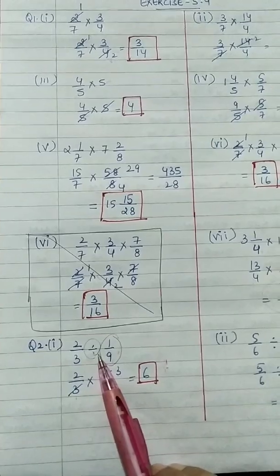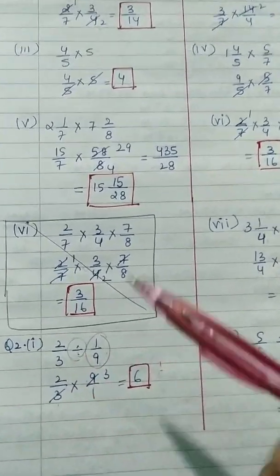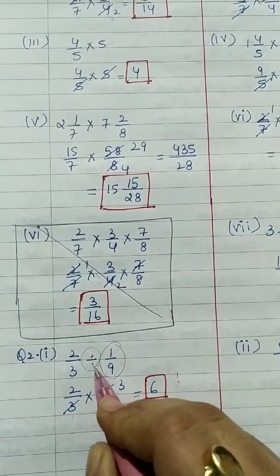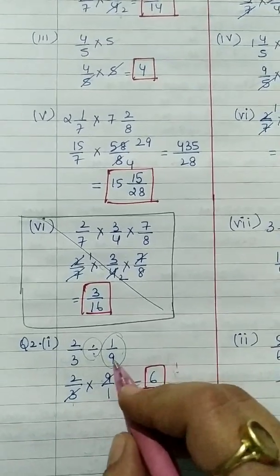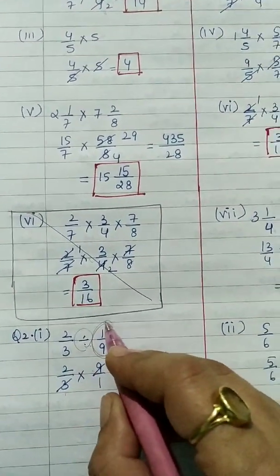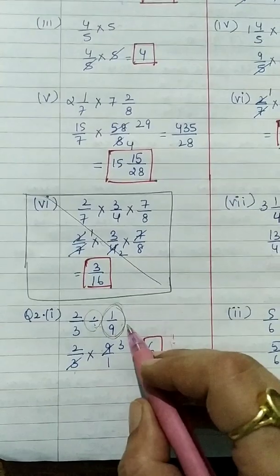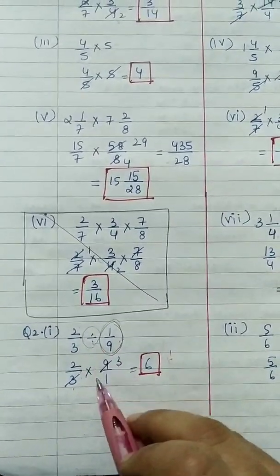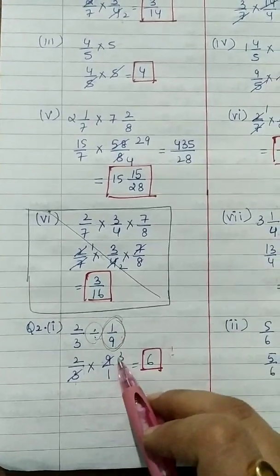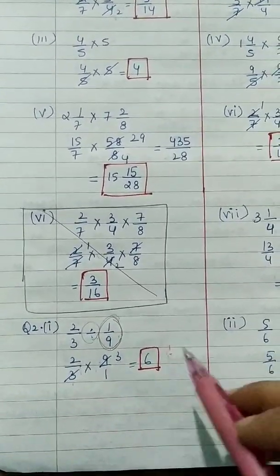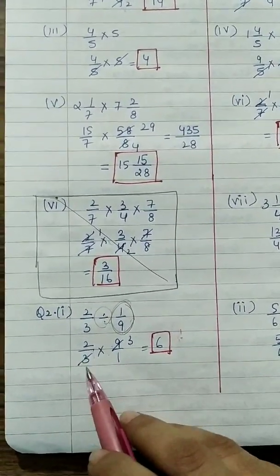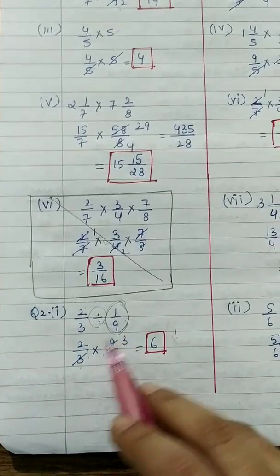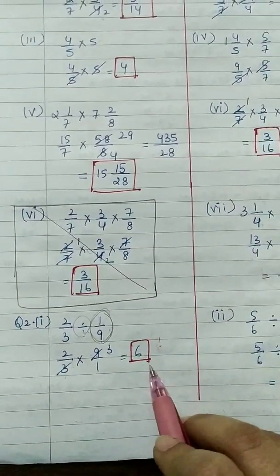Next, children, question number 2, first part. In this a divide sign is there. So whenever a divide sign is there, always what we have to do is change this divide into multiply, and the next term will be reciprocated. We have to take the reciprocal of the next term. So it will be 2 by 3, divide will be changed into multiply, and 1 by 9 will be 9 by 1. We have taken the reciprocal. Cancel the terms: 3 ones are 3, 3 threes are 9, and 2 threes are 6 will come.